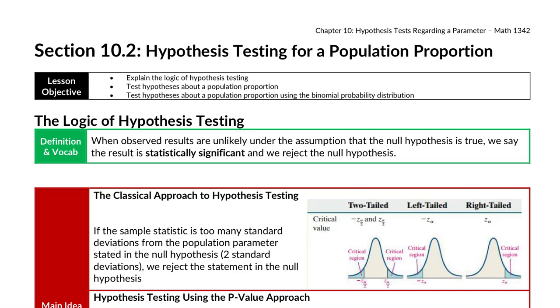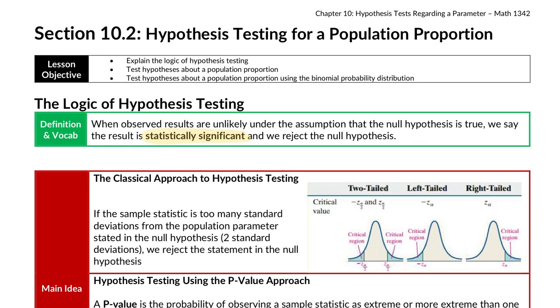When observed results, like when you actually do your study, are unlikely under the assumption that the null hypothesis is true, we say that the result is statistically significant and we reject the null hypothesis. So this is the sort of thing we're looking for here: statistical significance, which allows us to reject the null hypothesis. Remember, in the language of hypothesis testing, we will never accept the null hypothesis. We will just reject one or the other. Reject or do not reject.